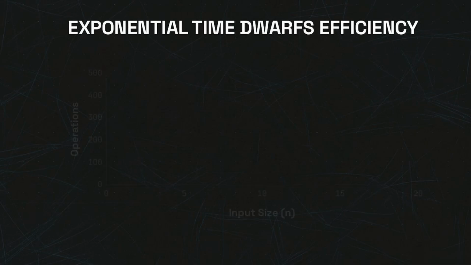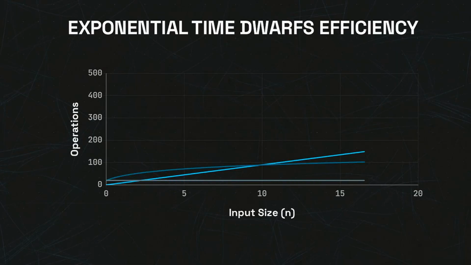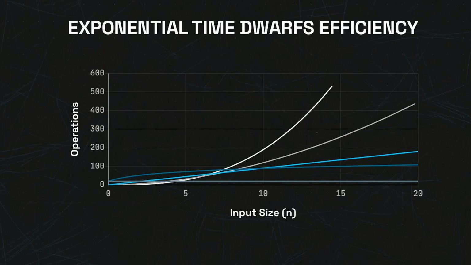This coordinate graph plots input size against total operations. In the highly efficient tier, we have constant time, logarithmic time, and linear time. As input grows, their trajectories remain flat, predictable, and manageable. But the inefficient tier behaves differently. Quadratic and cubic time curve sharply upward, and exponential time, O of 2 to the n, spikes in a near vertical line, consuming massive computational resources almost immediately.